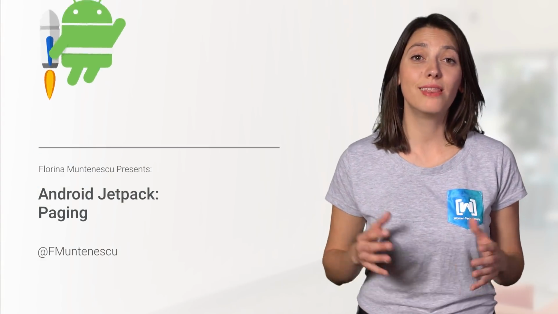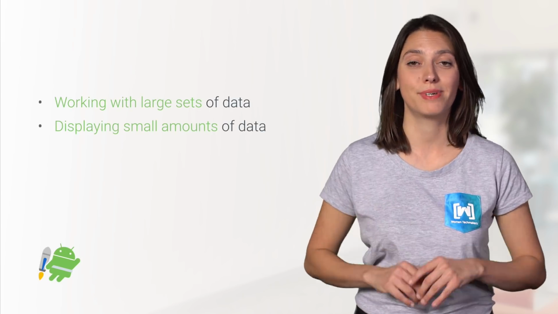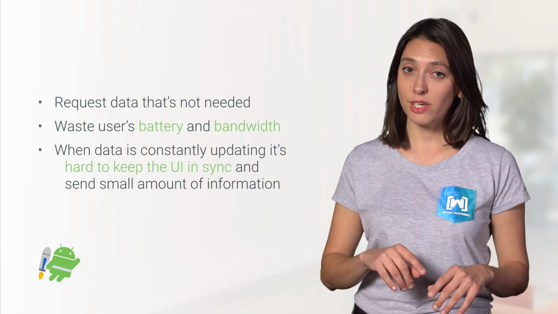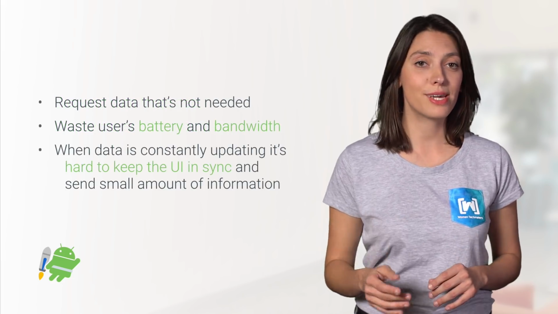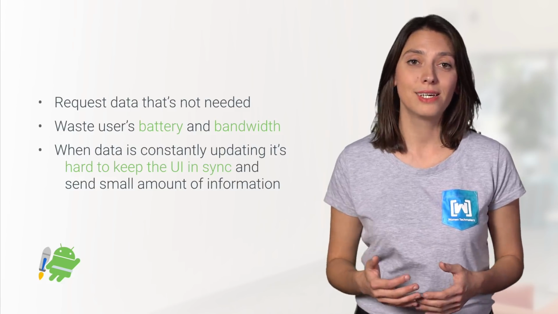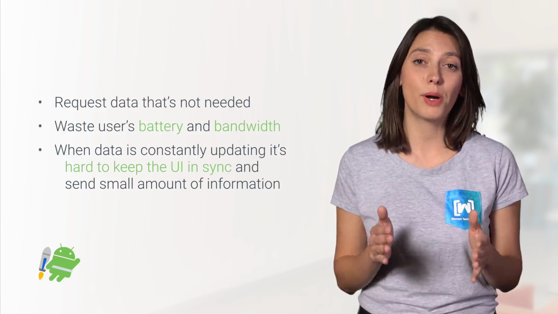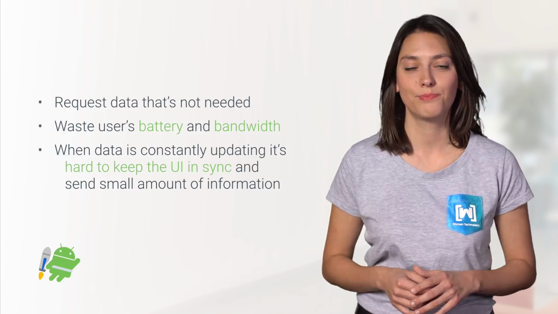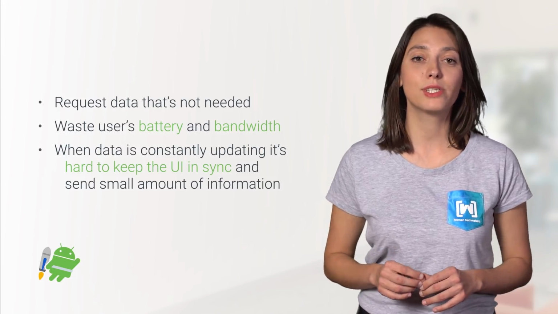Many apps work with large sets of data, but only need to load and display a small portion at any given time. If you're not careful, you might request data you don't actually need, wasting your user's battery and bandwidth. If the data you're displaying is constantly updating, it can be difficult to keep your UI in sync and still send only a small amount of information over the network. The paging library, part of Jetpack, tackles these problems, enabling you to load data gradually and gracefully.